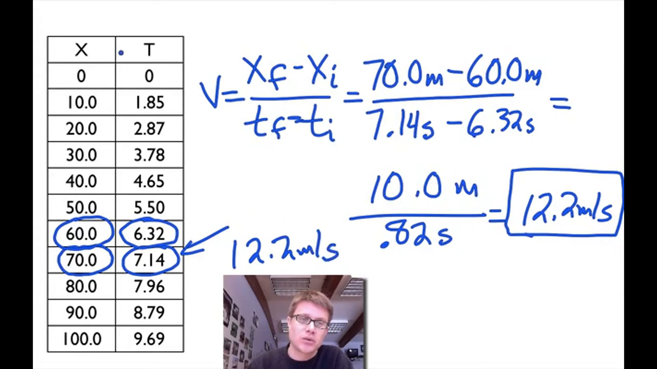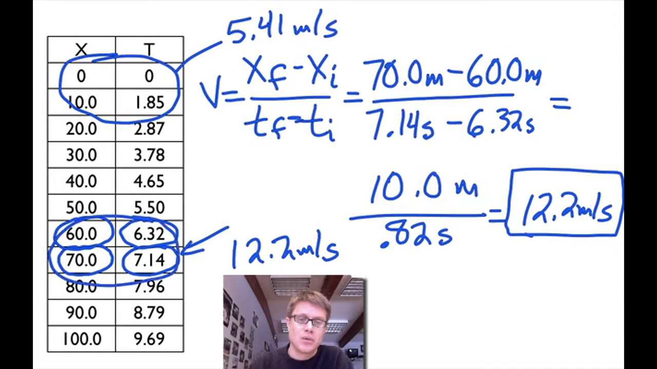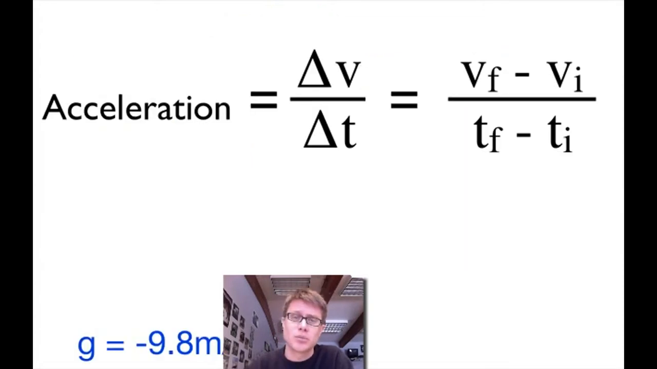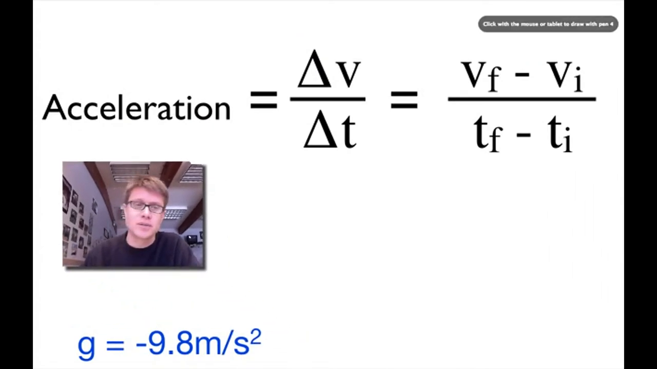And remember when we were way up here, his speed was only 5.4 meters per second. And so what has happened from here to here? Well, the velocity has actually increased. And so you know what that means. What does it mean when your velocity is increasing? That means that we're accelerating. And so not only is the velocity important, but what happens to the velocity over time is also important. And so that's what acceleration is.